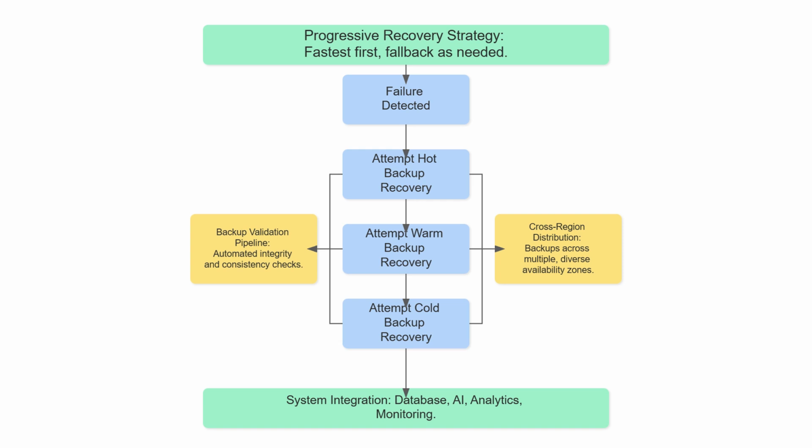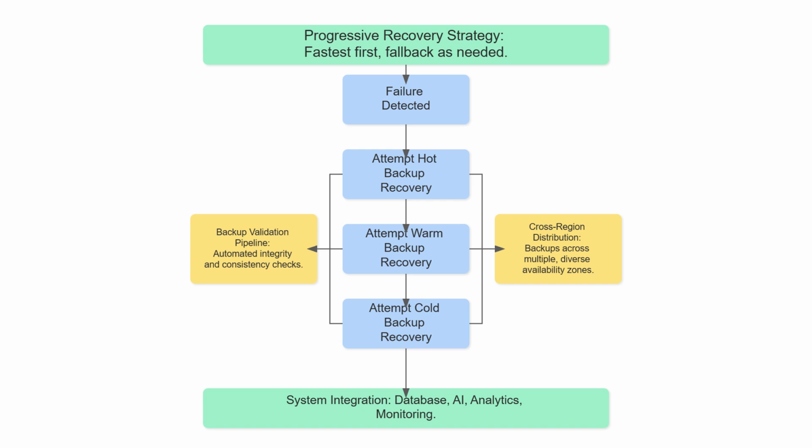Implementing a robust backup system goes beyond just having the tiers. It's about the patterns you employ. A progressive recovery strategy dictates that you always try the fastest recovery method first, hot backup, and only fall back to warm or cold if necessary. Each tier has different recovery time objectives, or RTO, and recovery point objectives, RPO, which define how much data you can afford to lose and how quickly you can recover.